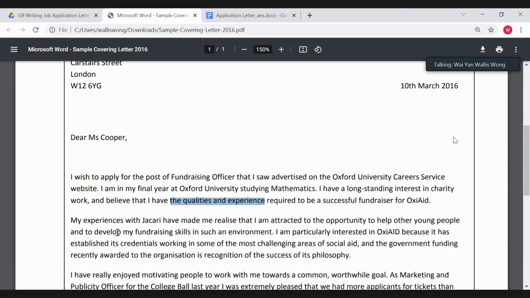My experiences with Jacari have made me realize that I am attracted to the opportunity. Can everyone look at this one? Have made. Okay, have made. Because in the outline, many of you make mistakes on the tenses. Some of you use simple past tense. My job experience made me. Some of you use present tense. I'm not sure whether you're talking about now or you just use it incorrectly.